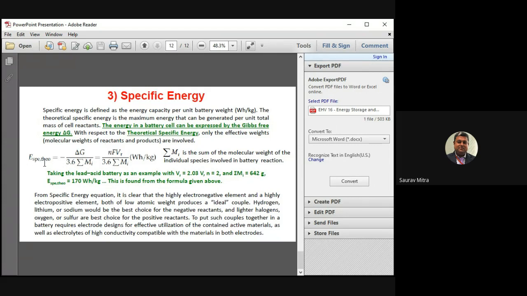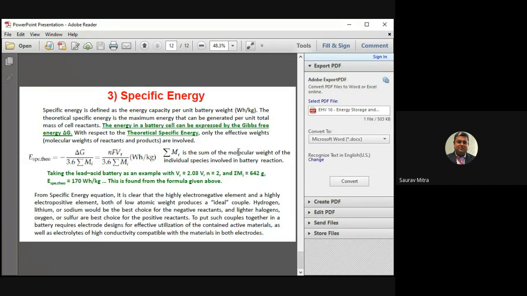E-sp-theo means specific energy theoretical. E-sp-theo is equal to delta G, the Gibbs free energy we have seen, that is minus nFVR, divided by 3.6 times the summation of Mi, which is equal to nFVR divided by 3.6 times the summation of Mi. What is Mi? Mi is the sum of molecular weights of all the individual species inside the battery reaction. I can ask how we calculate the theoretical specific energy for any battery. So you have to write this formula, nFVR over 3.6 summation Mi.